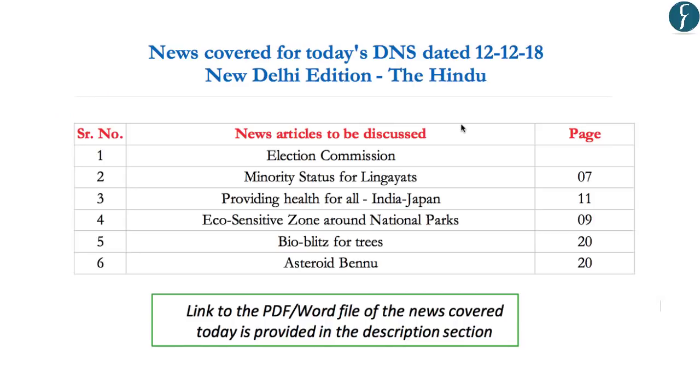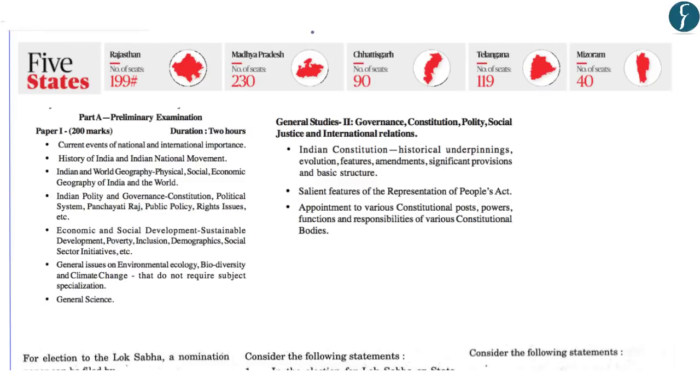Today we'll be analyzing the Delhi edition of the Hindu newspaper dated 12th December 2018. The topics to be covered today are reflected on your screen and the timestamping for the same has been provided in the description box below. The first thing that we'll be discussing today is in reference to the election results.